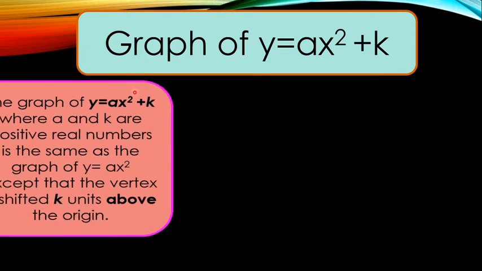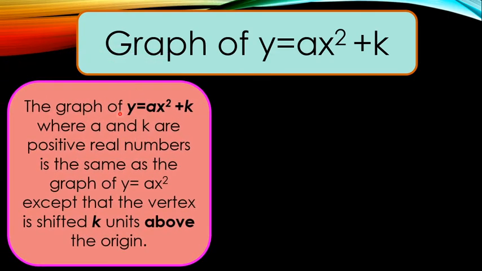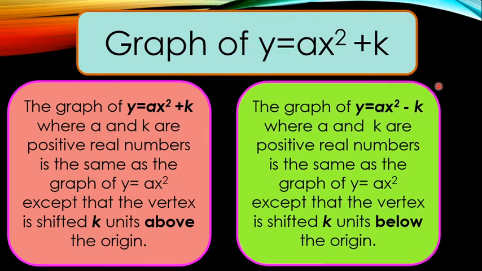So, in summary, the graph of y is equal to ax squared plus k, where a and k are positive real numbers, is the same as the graph of y is equal to ax squared except that the vertex is shifted k units above the origin, while the graph of y is equal to ax squared minus k is below the origin. Again, if the given is plus, it is above the origin.